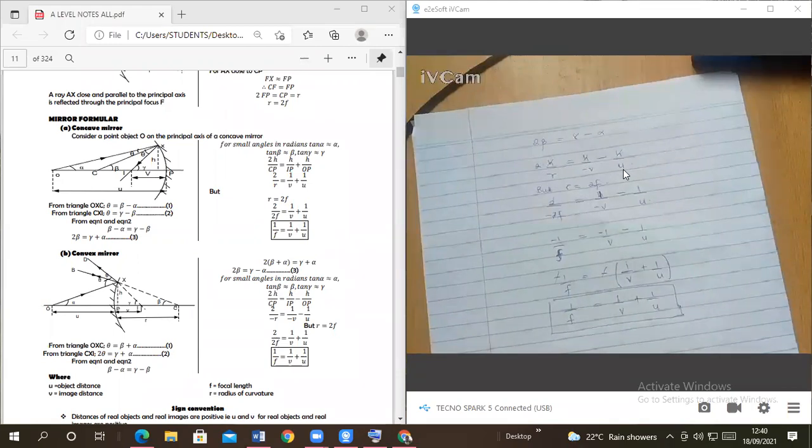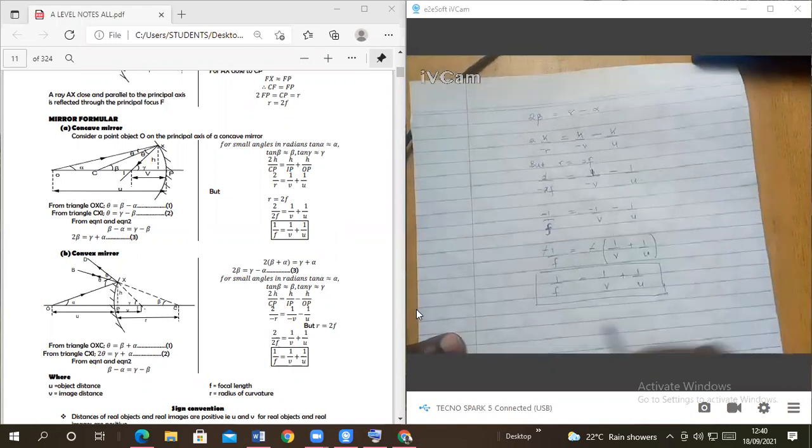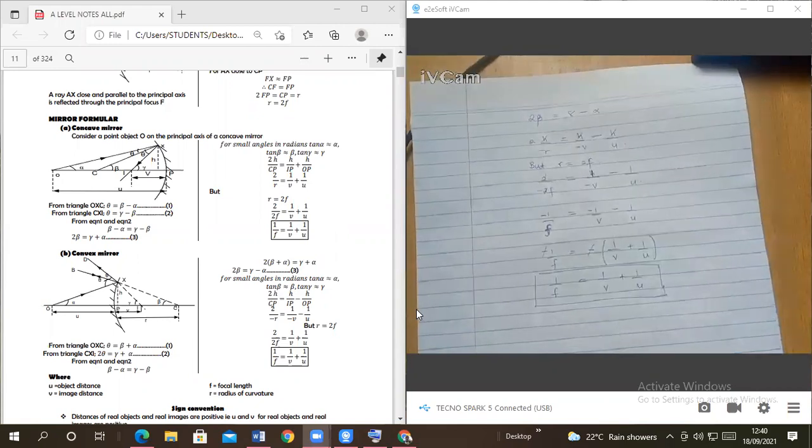Okay, members, are we together? Yes. Okay, so that is the derivation if we are looking at the point object. Now, you should go ahead and define that f is equal to the focal length, v is equal to the image distance, and u is equal to the object distance.